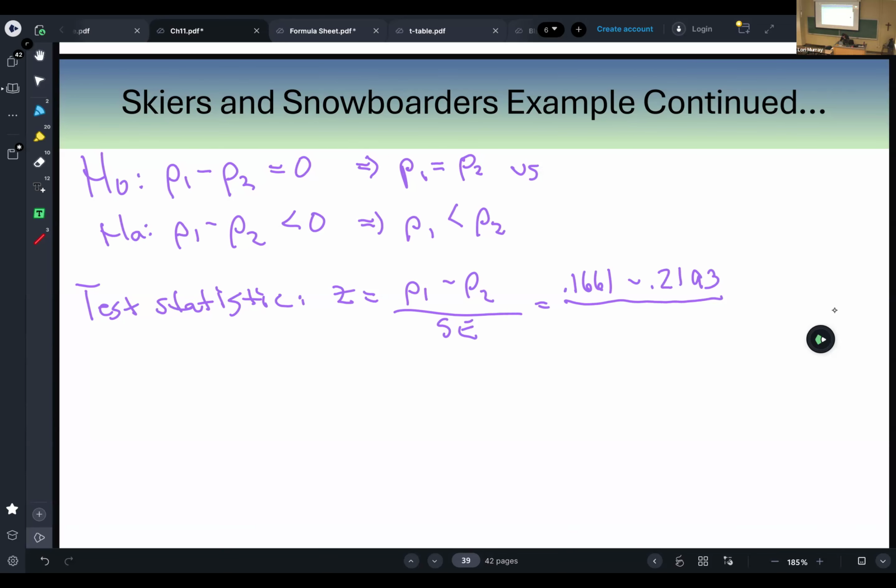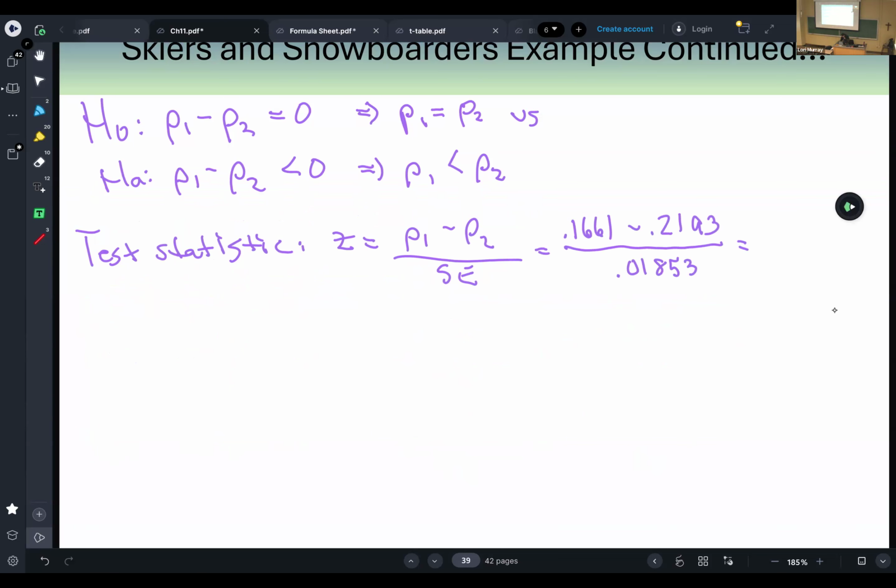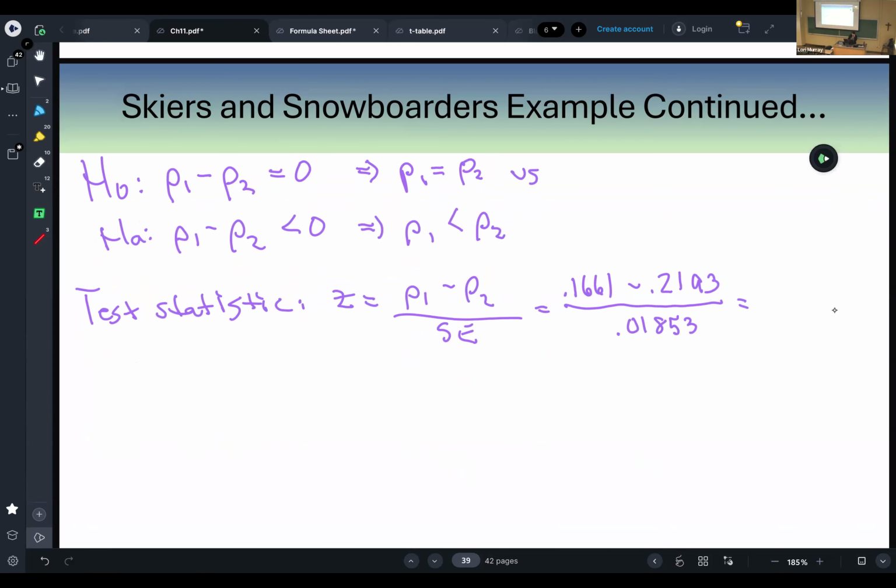And it's going to be 0.01853. And you can verify this. Please use your calculators to verify. Does anybody have a number? Test statistic.